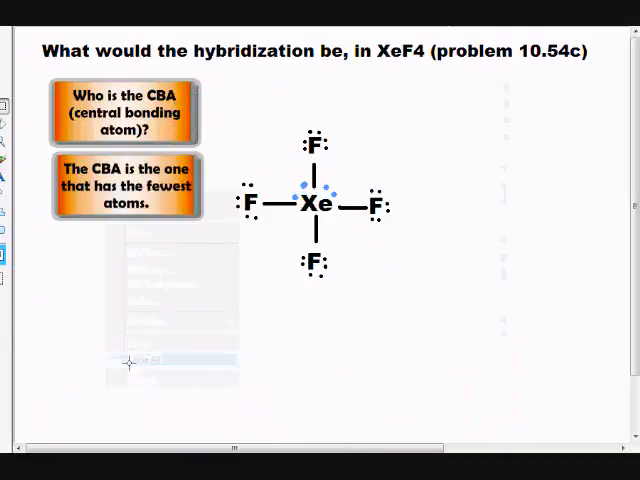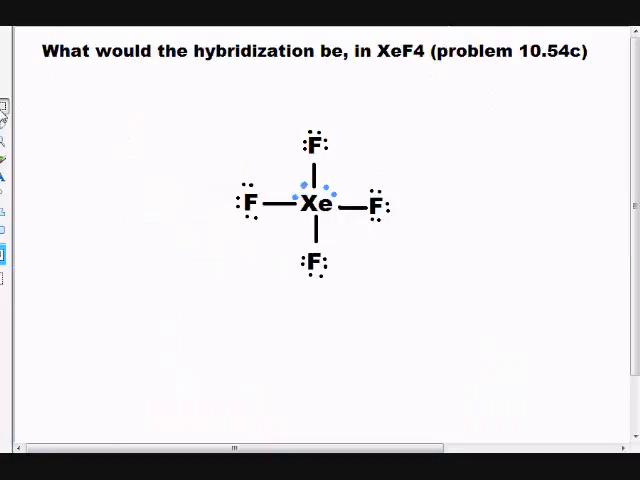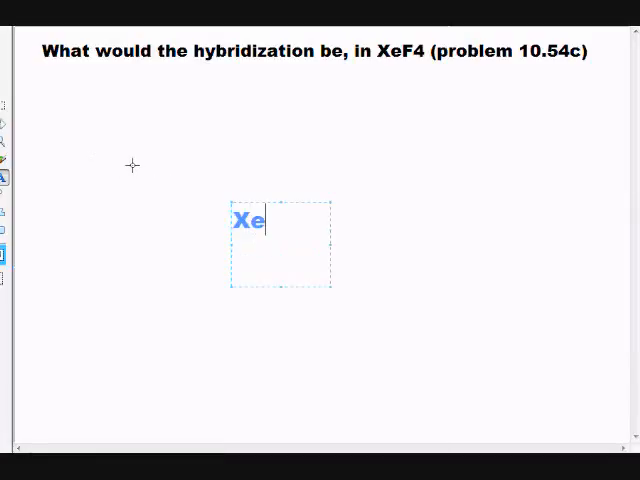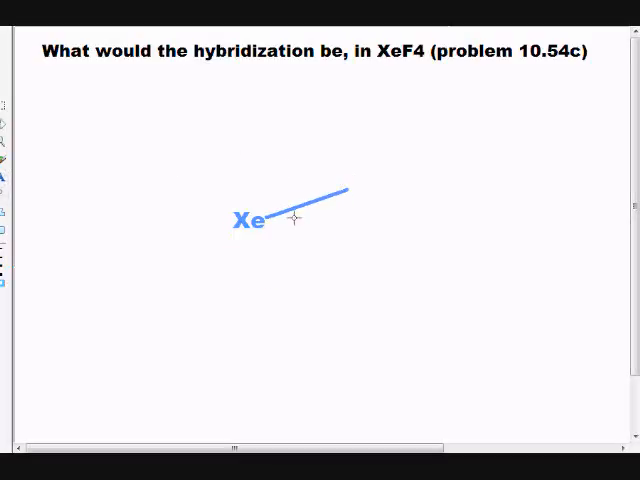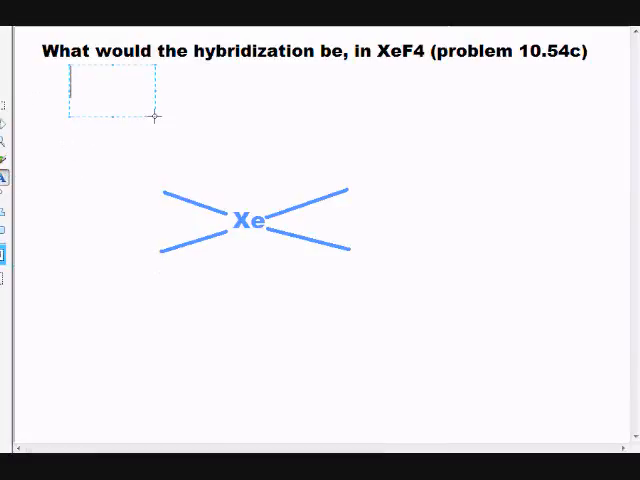6 groups. And just for fun, let's have a look at the geometry here. There are 6 groups hanging off the xenon. It's sp3d2, so the geometry is, first of all, electronically, it is octahedral. This is the maximum number of groups you could stick onto anything in chemistry. But what about the molecular shape? I mean, there are only 4 atoms hanging off of the xenon. So, molecularly, it is not octahedral. Molecularly, what would it be?